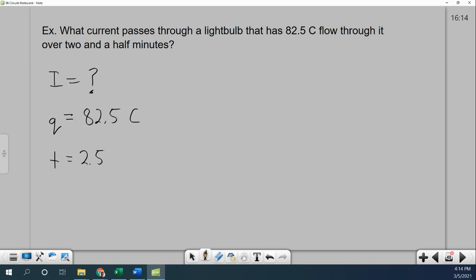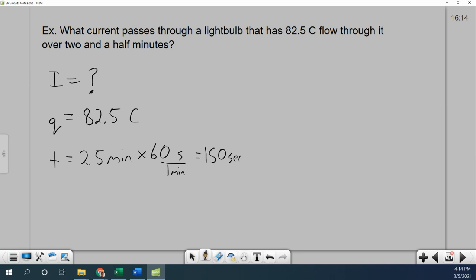Time equals 2.5 minutes. But wait a minute, Mr. Burns. You're all screaming at your screens right now. You can't keep time in minutes. You guys are right. Good job. There are 60 seconds in 1 minute, so you times it by 60 seconds per minute. My time is actually 150 seconds.